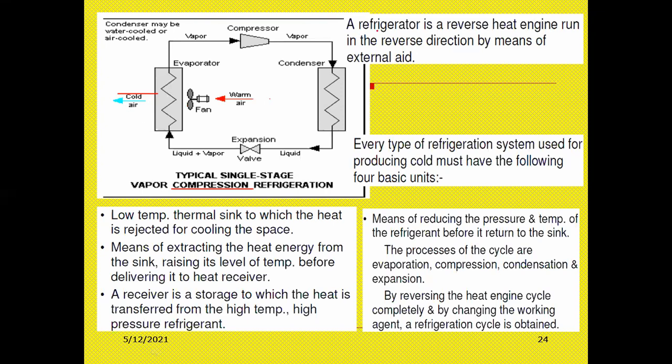Okay. Now, a refrigerator is a reverse heat engine, runs in a reverse direction by the means of external aid. External aid means some source which is used to give the supply to the refrigerator. Next, each type of refrigeration system used for producing the cold must have the following units. So the four basic units for refrigeration are: first one, low temperature thermal sink, to which the heat is rejected for cooling the space.